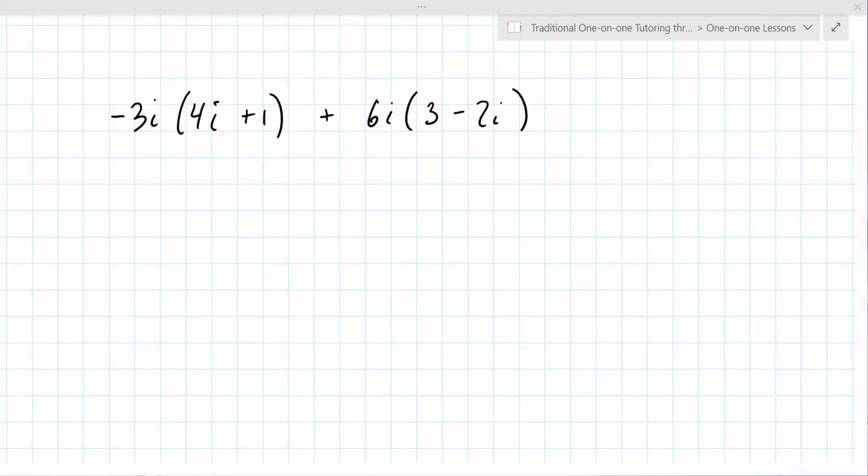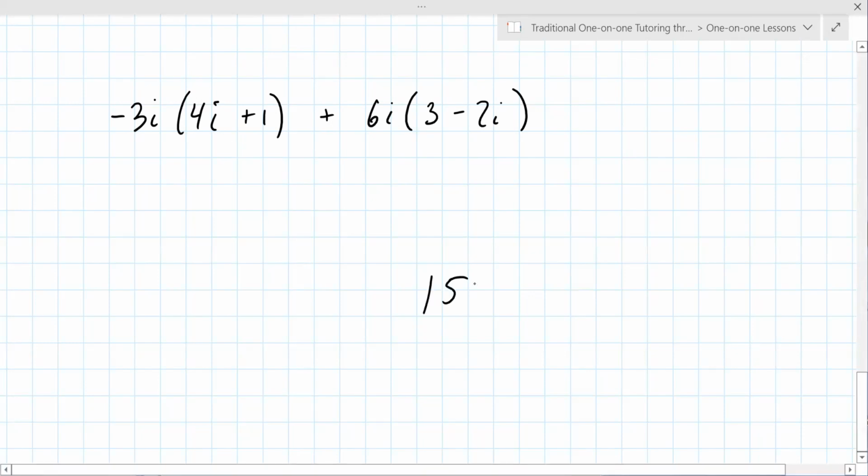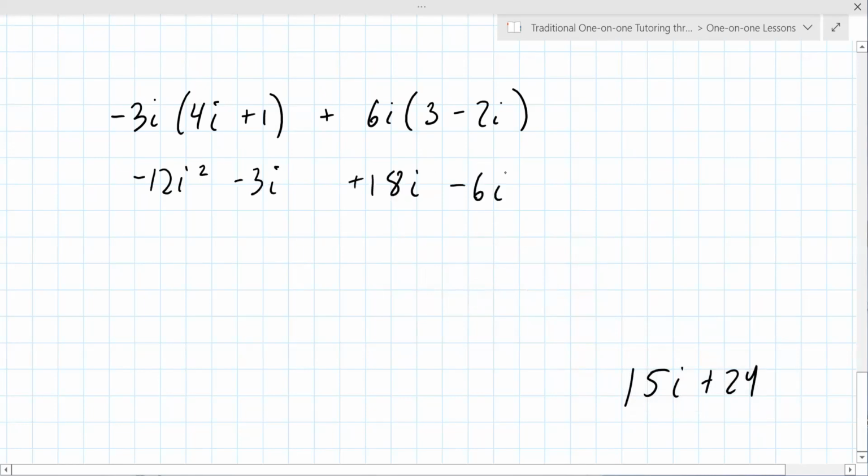Is it 15i plus 24? I know there's a mistake there. No, I'm sorry, I didn't mean that. I take that back. That might be correct here. Let me just work it out here. Sorry, I was looking at something else. Minus 12i squared minus 3i plus 18i minus 6i squared.